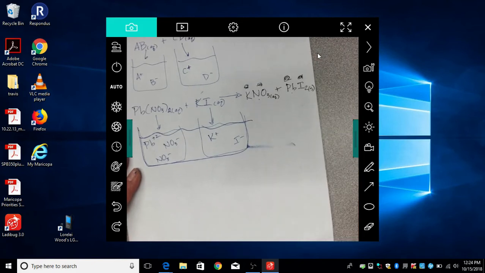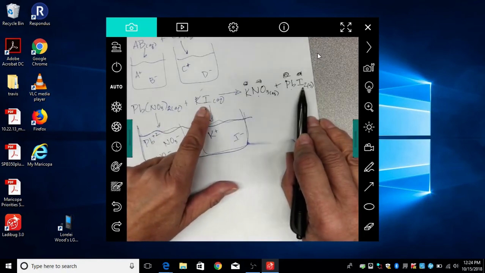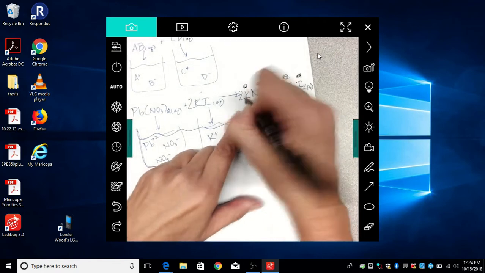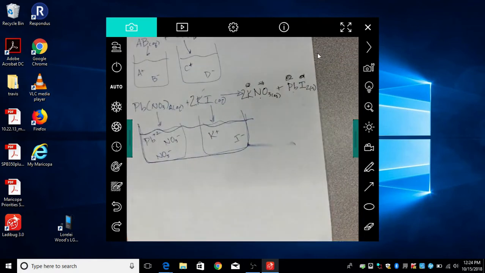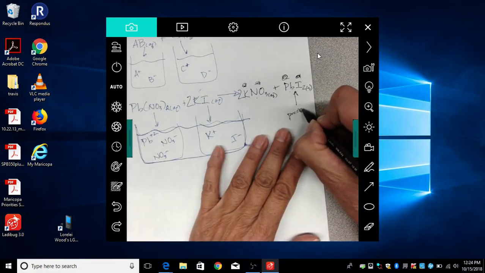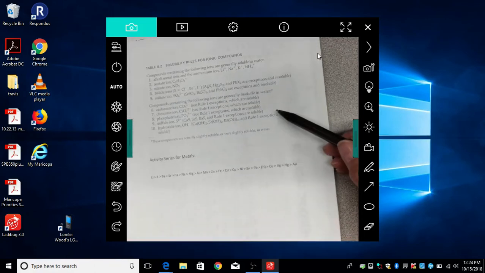How do we balance this? Well, I got 2 iodines here and only 1 there, so what should I do? Put a 2. Now that messes up my potassiums, but then that fixes the nitrates, right? All right, so here's the key. You have to know that that is the precipitate based on solubility rules.